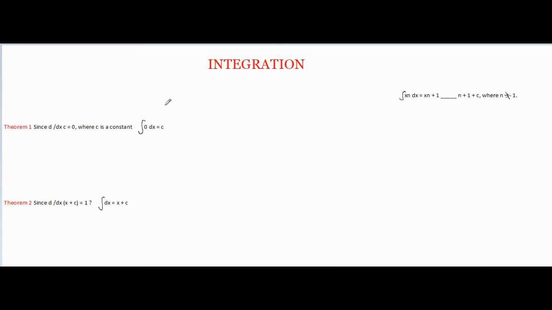Everyone, and today we'll be doing integration. Now, if you remember, a couple of videos ago we did a topic known as differentiation, and this is the opposite of differentiation called integration. So, in other words, we're doing differentiation backwards. So, first of all, the symbol for integration is this symbol right here.